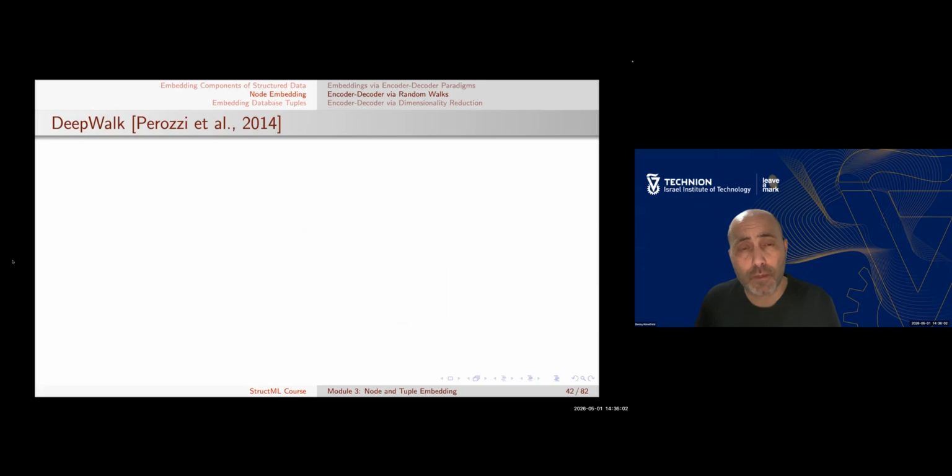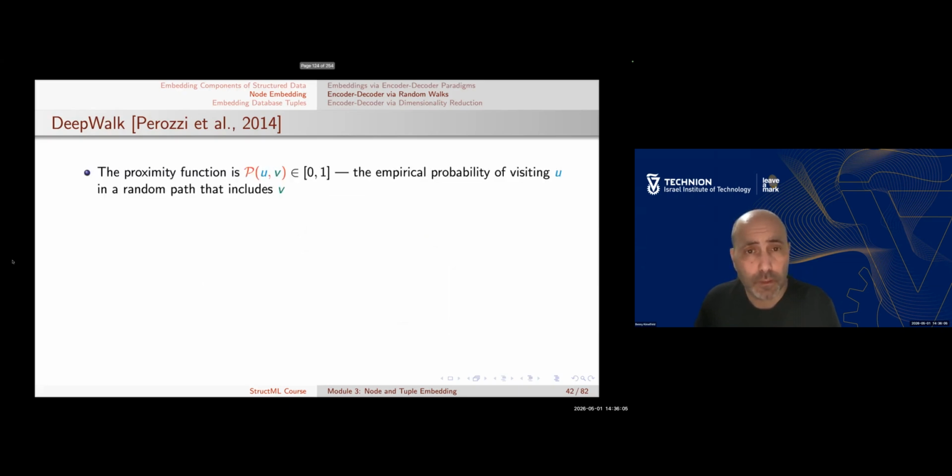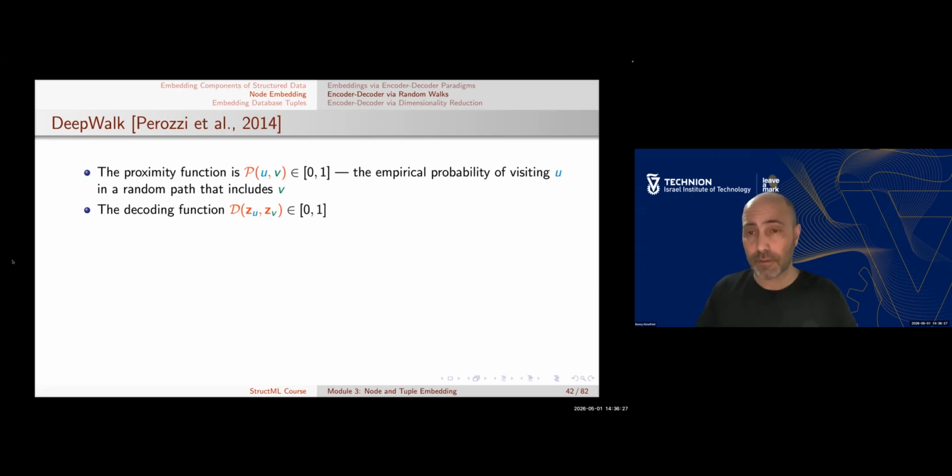So here's one instantiation of this idea, DeepWalk, where basically the proximity is the probability of visiting u. You need to define the proximity between u and v. So it is the probability of visiting u in a path that includes v, the probability of seeing u in the context of v. And you do it empirically through these sentences that you produce using the random walks. And the encoding function also tries to predict u from v.